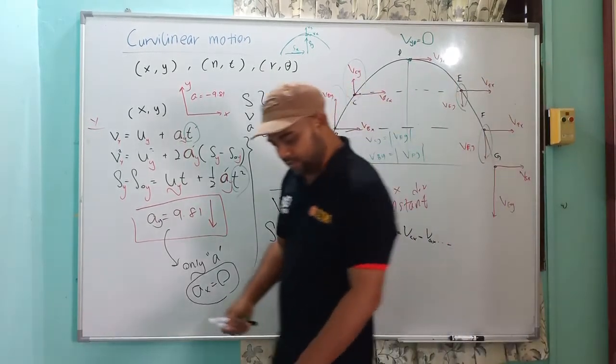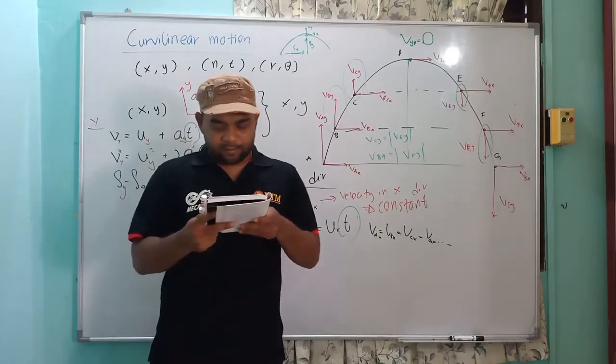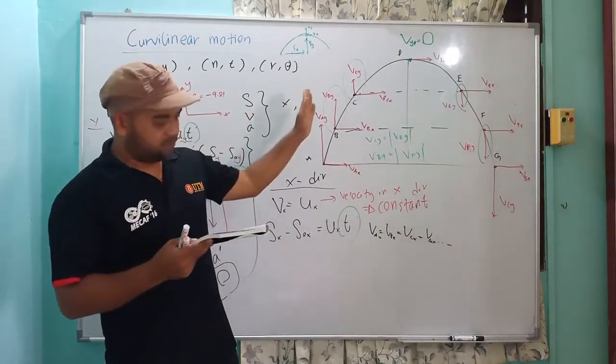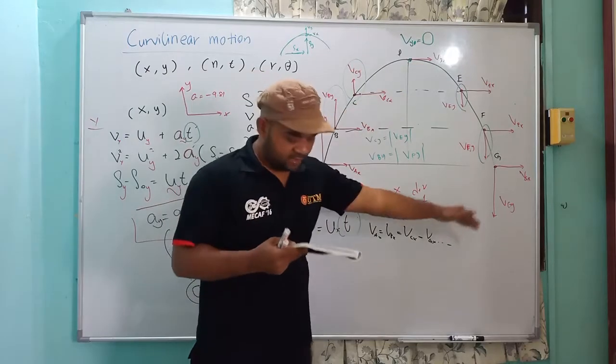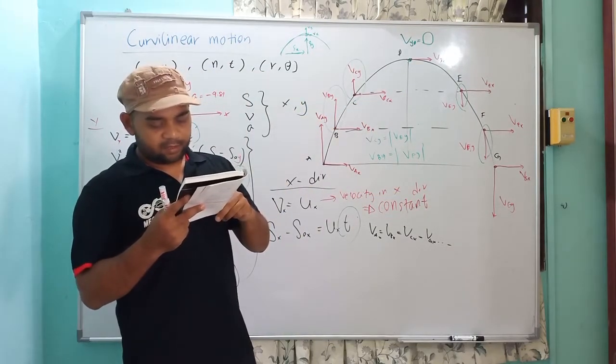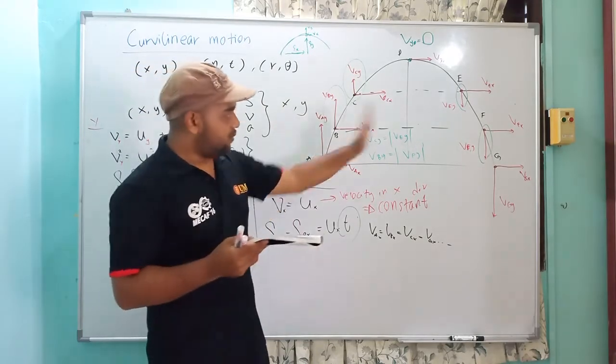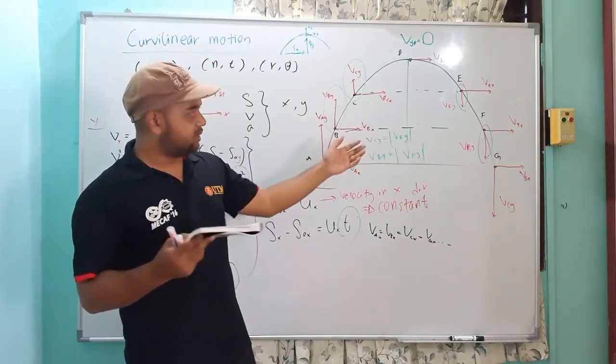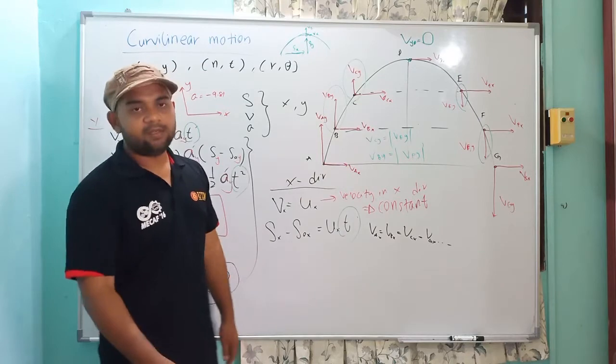Okay, so what else is here? Going up, the velocity decreases, then increases again, while the acceleration is constant, acceleration only g. Okay, that's all for that.